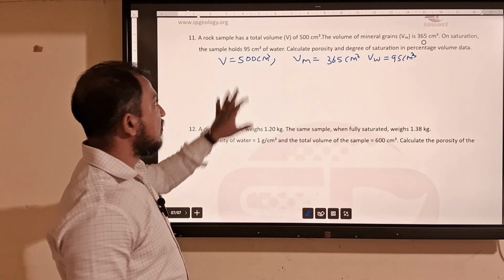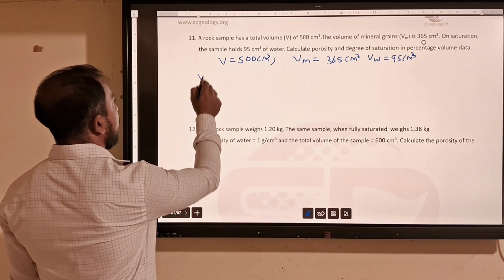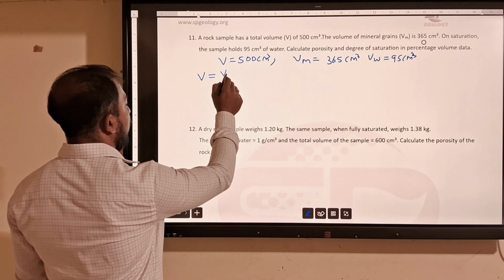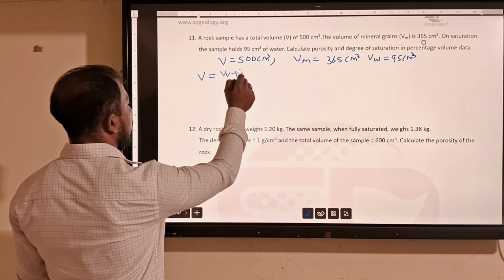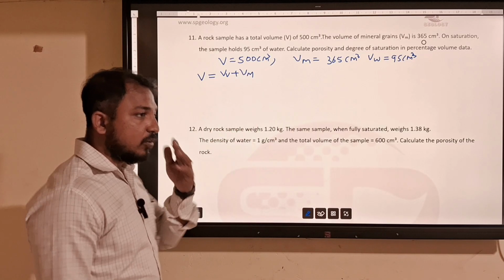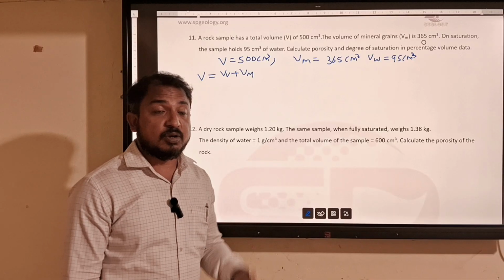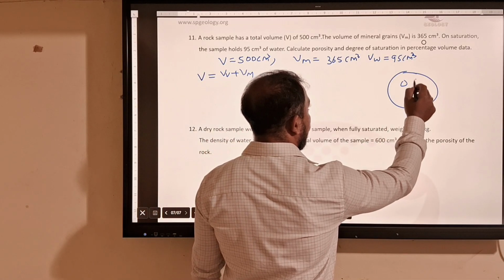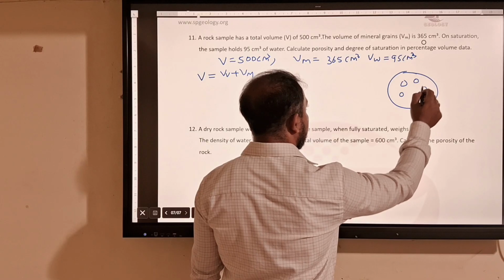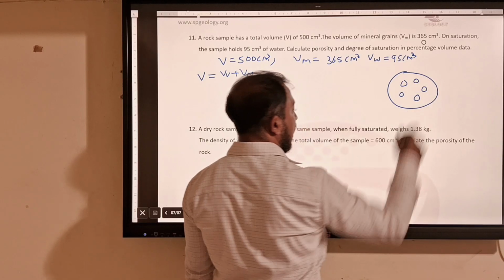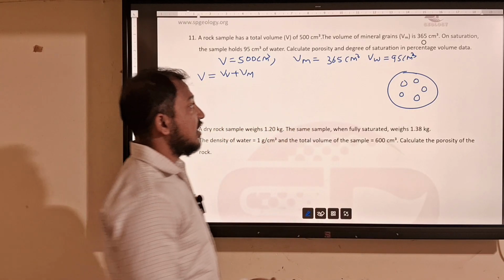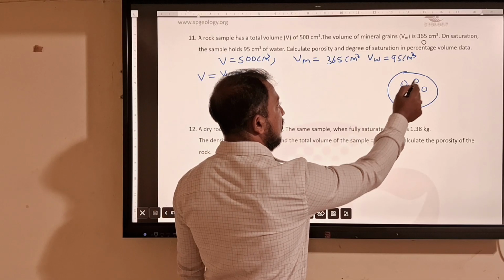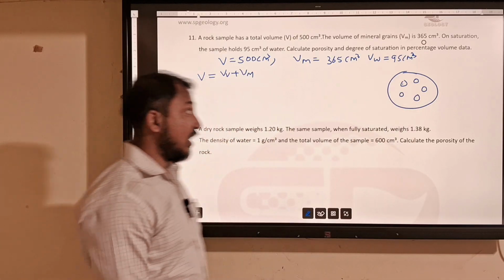So total volume is given as 500 centimeter cube. Remember, total volume is always equal to volume of voids plus volume of mineral grain. Suppose this is a rock sample and these are the pore spaces, and the other parts are the mineral grains. That means the total volume will be the volume of these pore spaces plus the volume of the mineral grain.